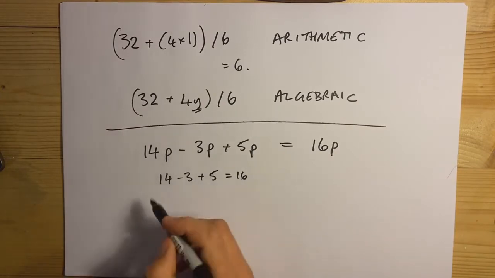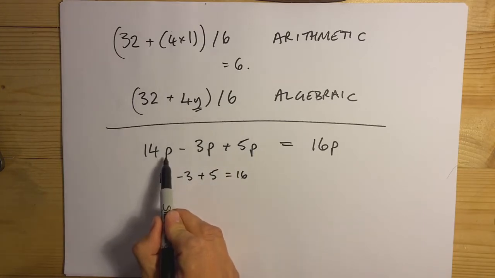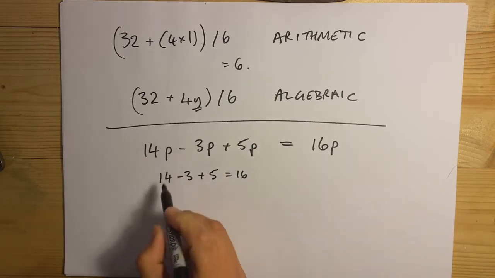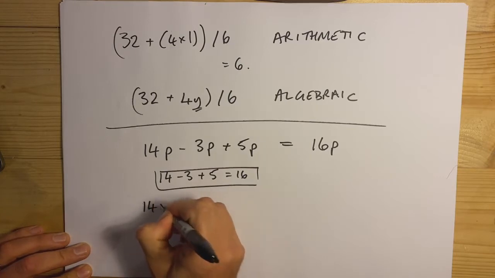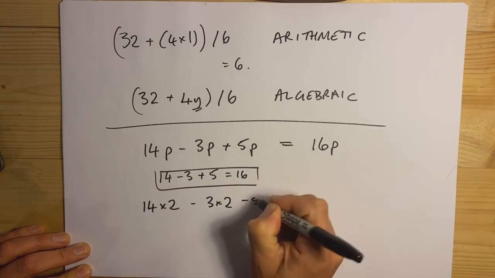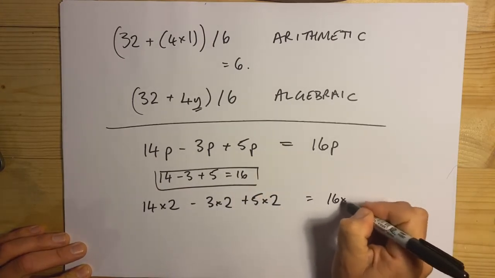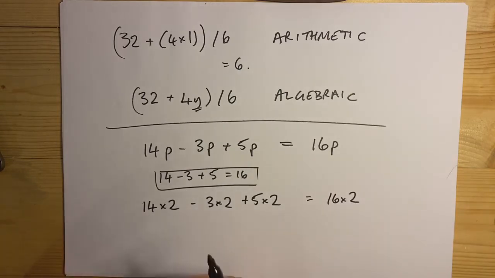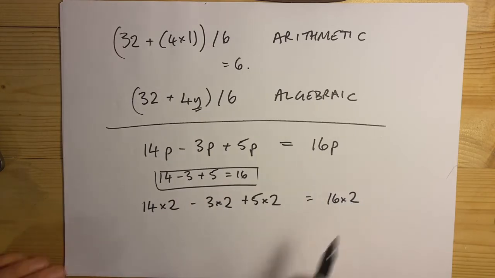Okay, and we can test that. Let's give a value of p. If we give p a value of 2, we should get an answer on this side which is the same as the answer on that side. So this becomes 14 times 2 minus 3 times 2 plus 5 times 2, and this should be the same as 16 times 2 if we've done our algebra right. I'm showing you this because it is a good way of testing anything that you've simplified.